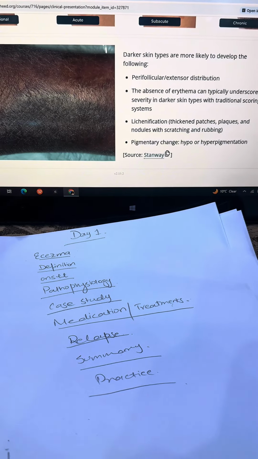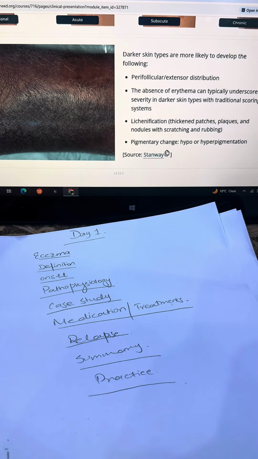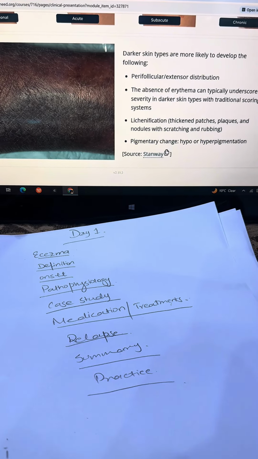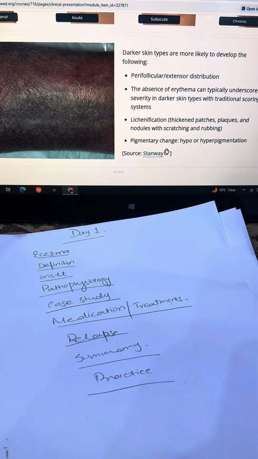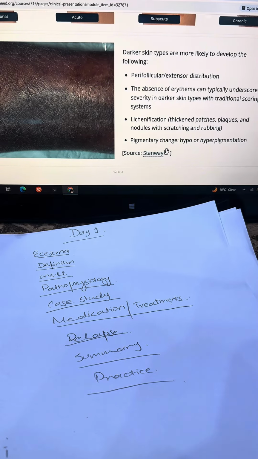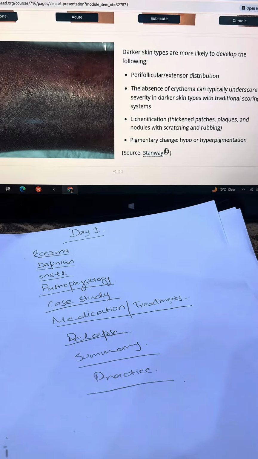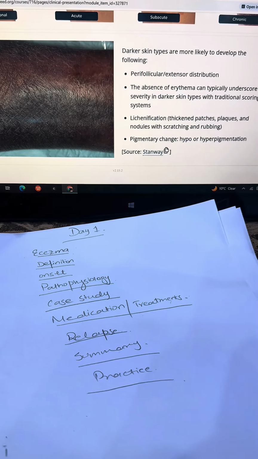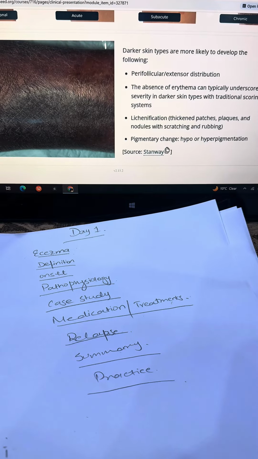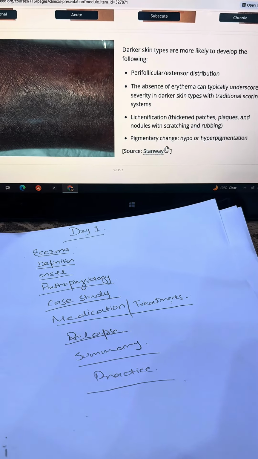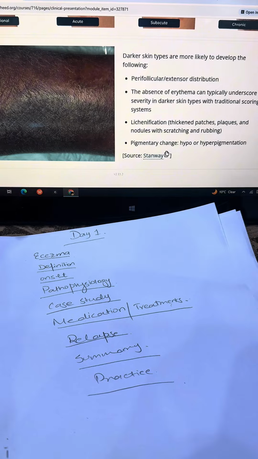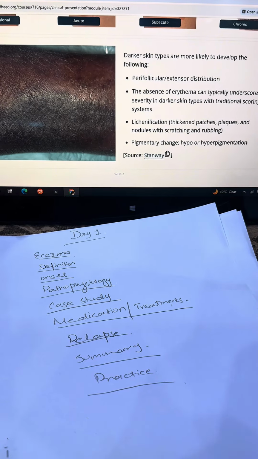Darker skin types are commonly likely to develop disease in the extensor distribution. The absence of erythema can typically underscore atopic dermatitis severity in darker skin types with traditional scoring systems. Lichenification means thickened patches, plaques, and nodules with scratching and rubbing. Pigmentation may be hypo or hyper. Hypo means low, hyper means increased pigmentation of the skin.